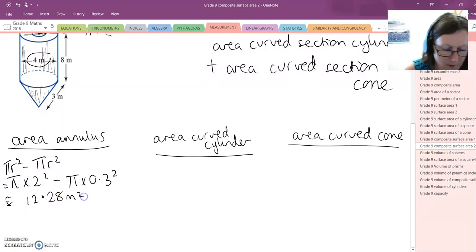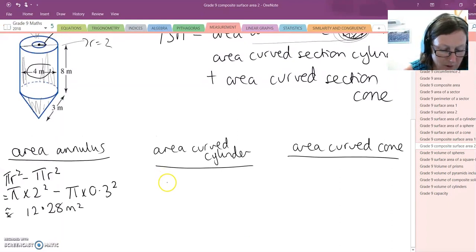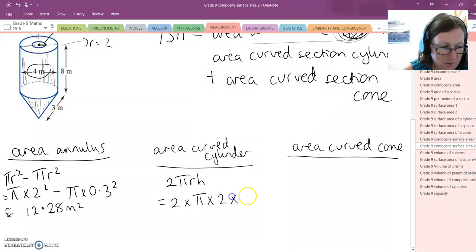meters squared. The area of the curved section of the cylinder, the formula for that is 2 pi r h. So we say 2 times pi times 2, because the radius is 2, times 8, which is the height. Putting that into my calculator, rounding off to 2 decimal points, is 100.53 meters squared.